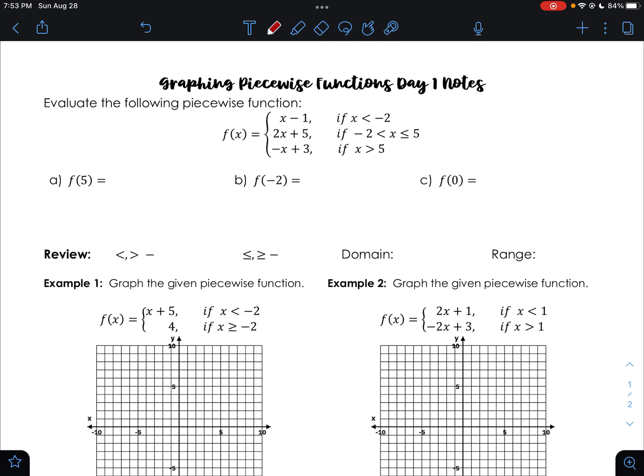So we have f of 5. That tells me when x equals 5, what is the y value? So we look at our piecewise, we find where 5 would fall, which would be in this middle section right here. And that means we're going to plug in 5 into 2x plus 5 for the x value. So we get 2 times 5 plus 5, which is 10 plus 5, which equals 15. So f of 5 is 15.